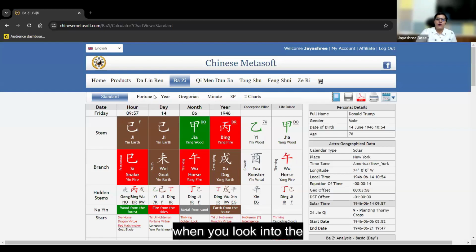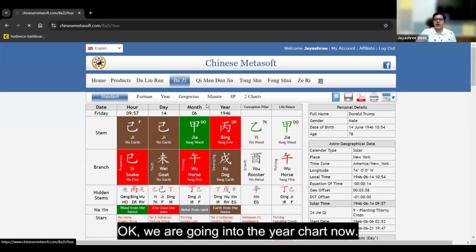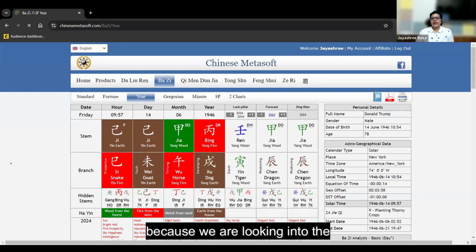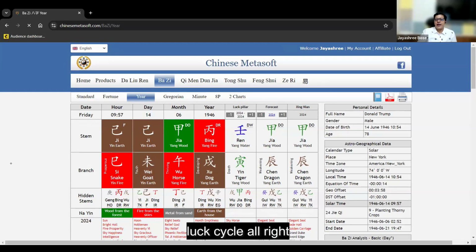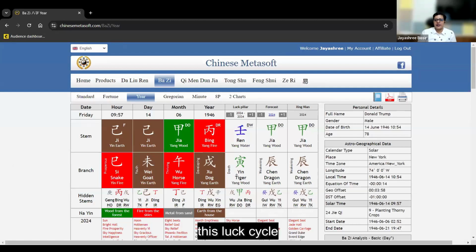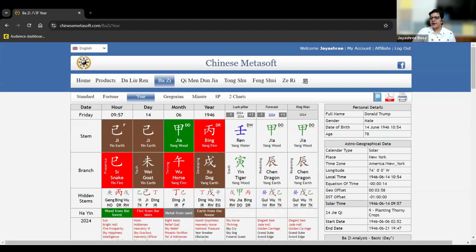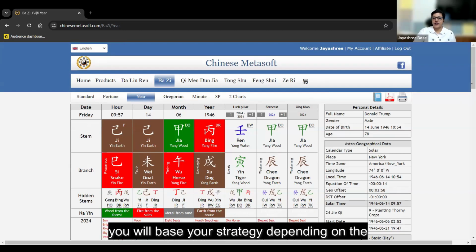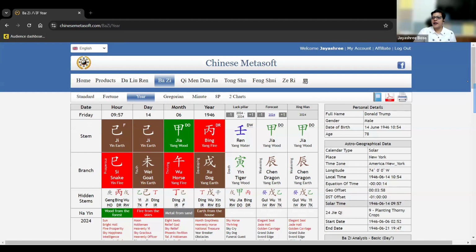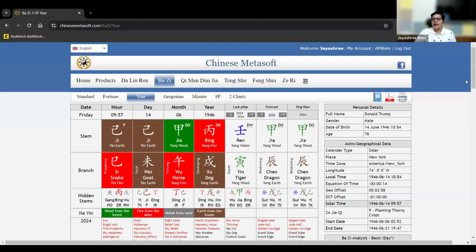Now, when you look into the luck cycle, we are going into the year chart now because we are looking into the luck cycle. You will read how this luck cycle influences these pillars. What does it increase? What does it reduce? You will base your strategy on the luck cycle, not on the natal chart.